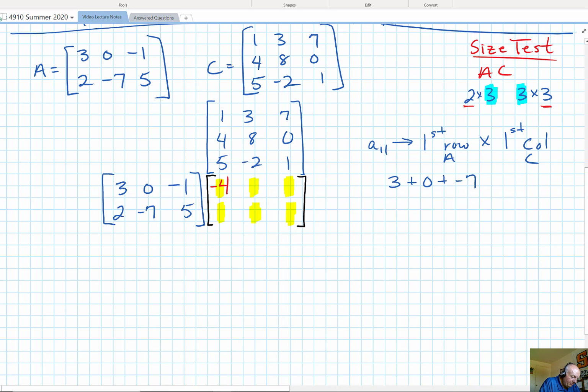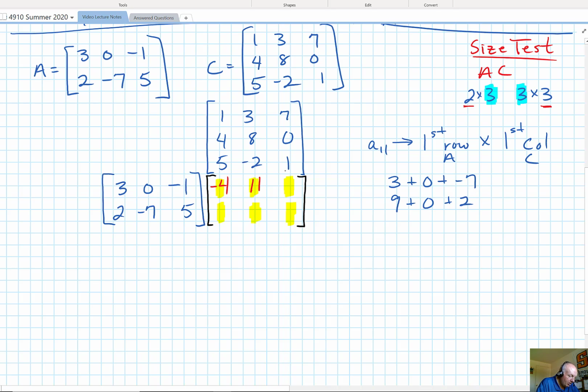Okay, so let's move on to this entry, which is going to use this row and this column. So we'll use the first row, but now we've moved on to the second column. So we're going to go first times first, and again, first row, second column. First times first is 9, 0 times 8 is 0, -1 times -2 is 2. So that gives us an 11, and so that entry is 11.